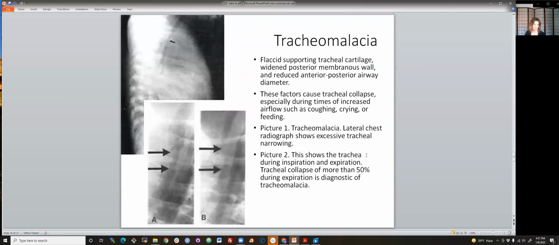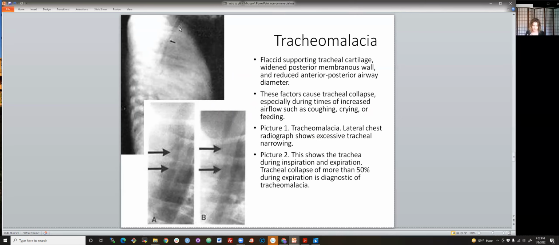So what is tracheomalacia? It is when somebody has lost the integrity of their supporting tracheal cartilage, so it's more flaccid. They also have a widened posterior membranous wall, and they will have a reduced anterior-posterior airway diameter. These factors cause tracheal collapse. When somebody's inhaling, it's okay, because remember the pleural pressures and the thoracic cage, everything drops and pulls things open. So it keeps that conducting airway open. But when somebody exhales, it doesn't have the structural integrity to prevent collapse during that exhalation.